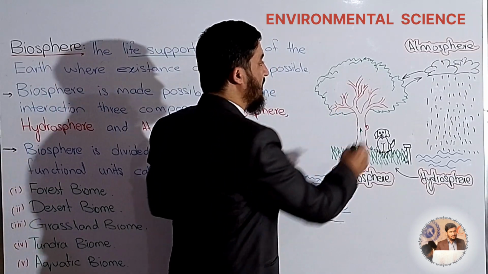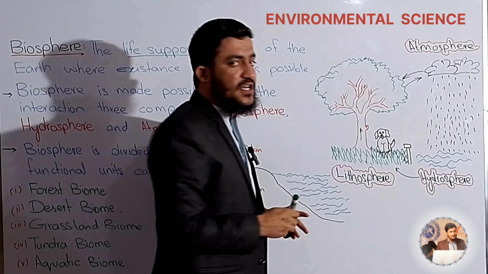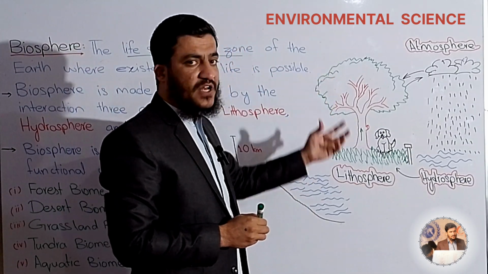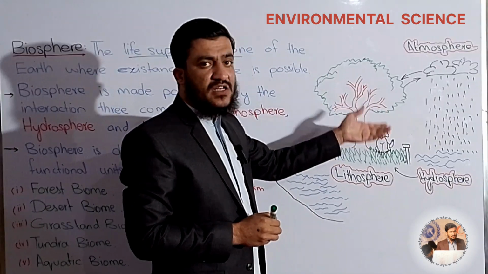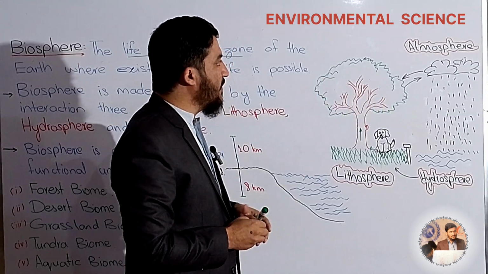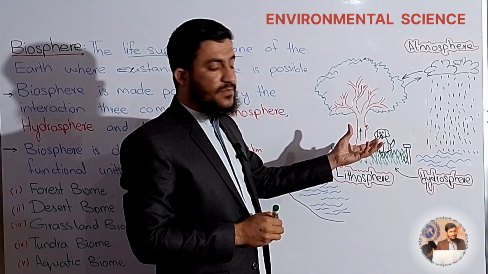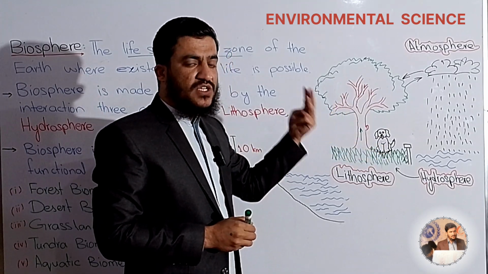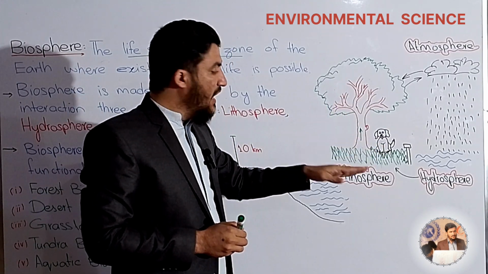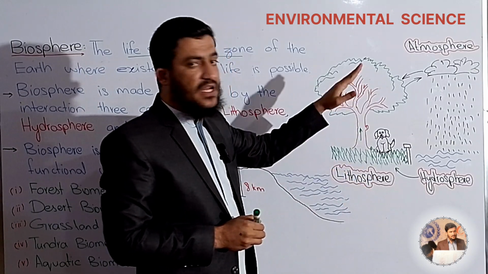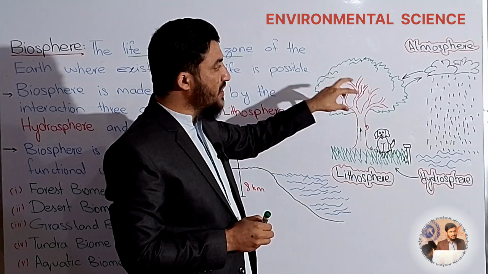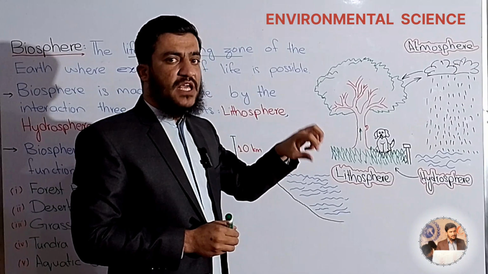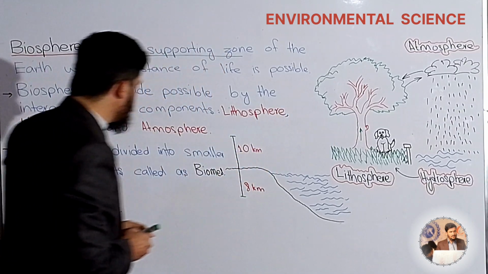transpired from the plants into the air. Then again it falls in the shape of rain, snow or sleet, whatever, from the dense clouds. Okay, so this cycle starts with these three components: the hydrosphere, lithosphere and atmosphere. So due to these three components, life is possible on earth.